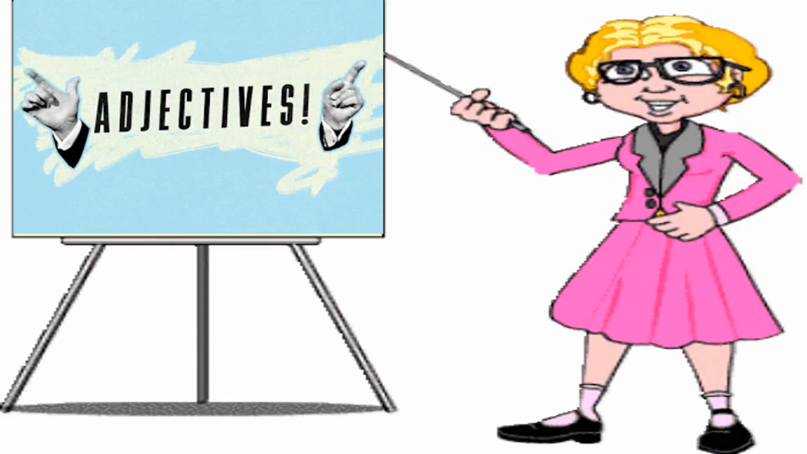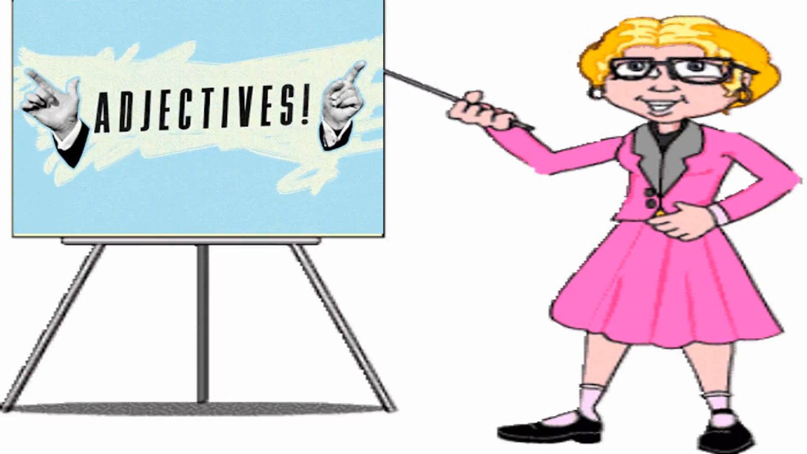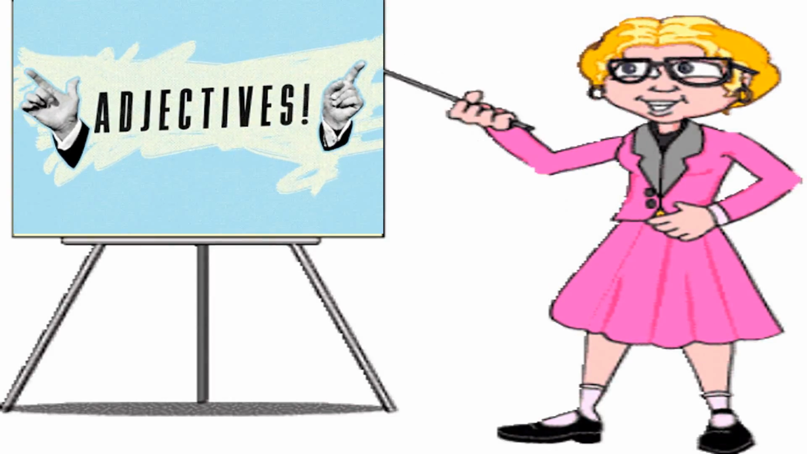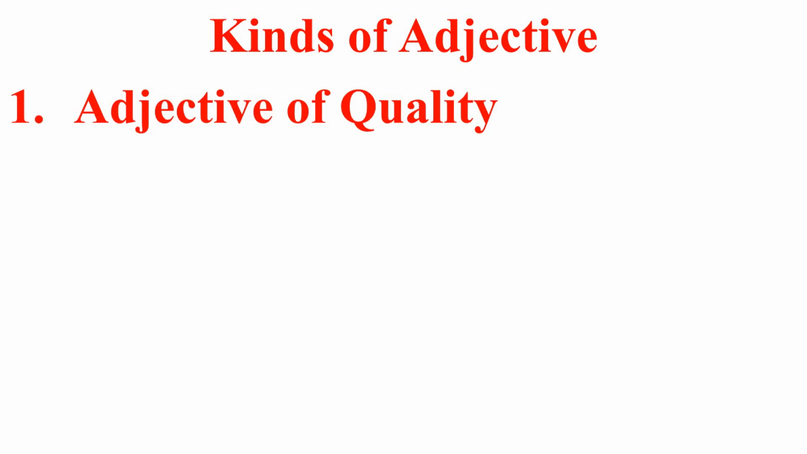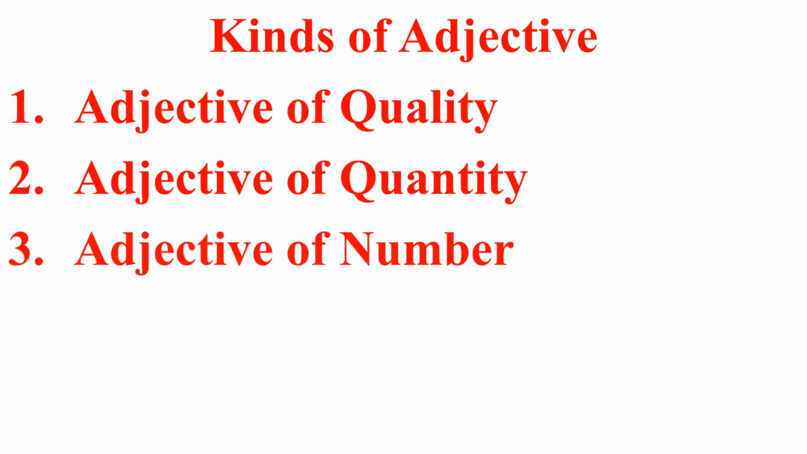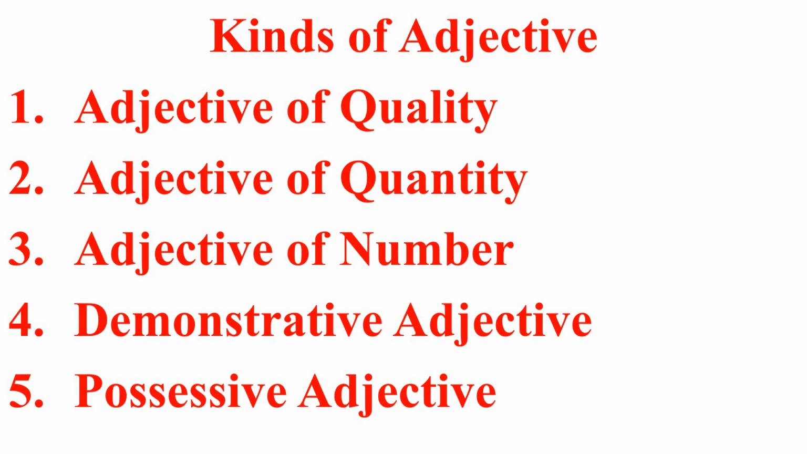Kids, last video में आपने adjectives को पढ़ा था और उसके definition को समझा था और हमने exercises भी solve किए थे. Today we will see the kinds of adjective. There are 5 kinds of adjective: adjective of quality, adjective of quantity, adjective of number, demonstrative adjective and possessive adjective. Let's see them in detail.